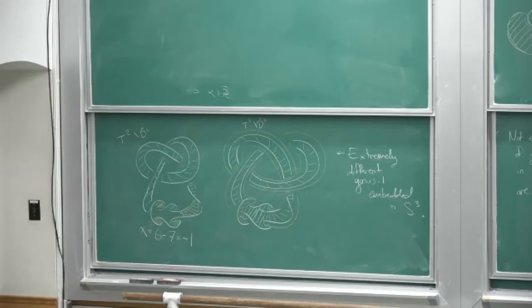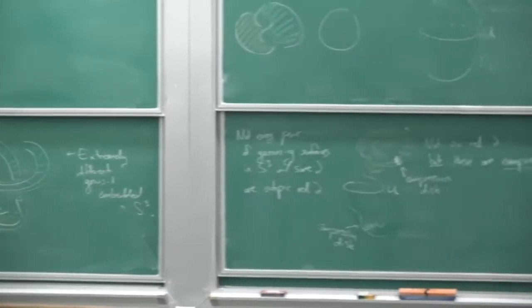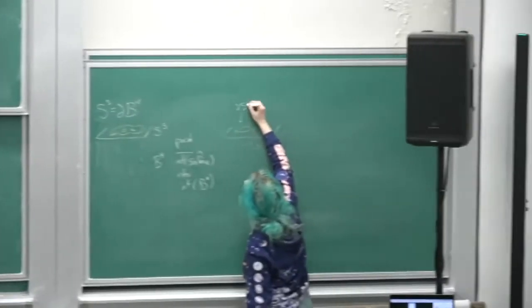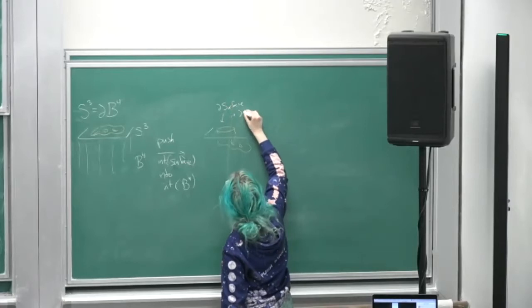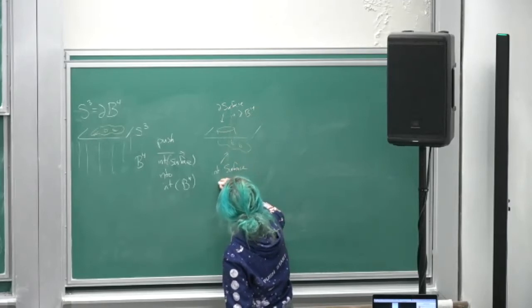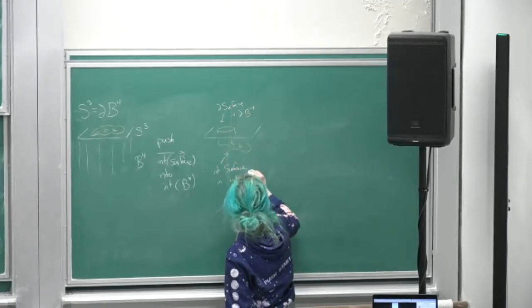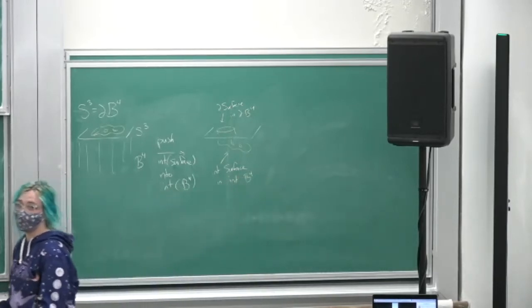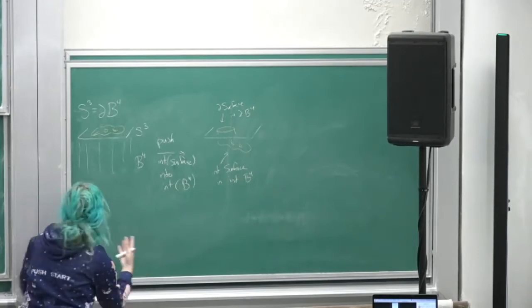So I will push the interior of sigma, or my surface, into the interior of the four ball. And now my embedding is proper in the sense that the boundary of my surface is in the boundary of the manifold, whereas the interior of the surface is in the interior of the four ball. So if someone is interested in four-dimensional topology, this is more likely where I would study the surfaces.